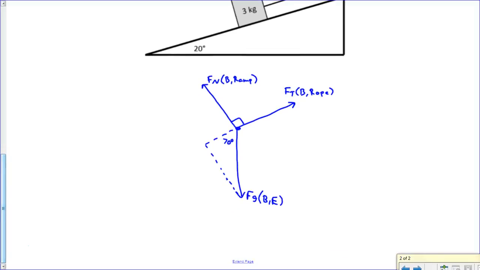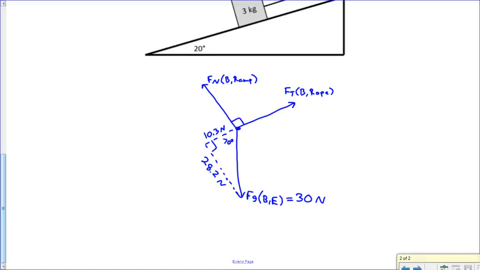And so now what we have to do is figure out the things that we don't know. We know that this is a 3 kilogram block, so that means that this is 30 newtons. You can then go through and do the trig on this one and figure out that this side is equal to 28.2 newtons, and that this other side is equal to 10.3 newtons.